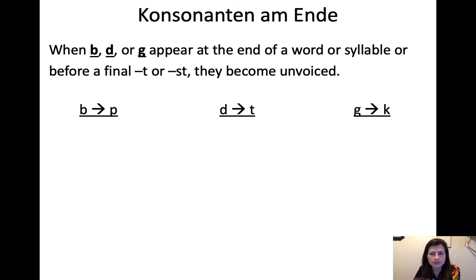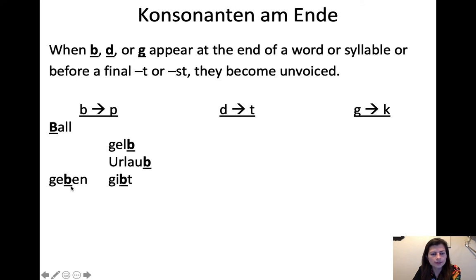So this phenomenon happens with BP, DT, and GK. So we'll compare at the beginning of a word versus at the end of a word. It sounds different. So this is Ball, as you would expect. Ball, with a B. But then let's look at a B at the end of the word, Gelb. So, Ball, Gelb. See how it sounds more like a P? Gelb. Urlaub.